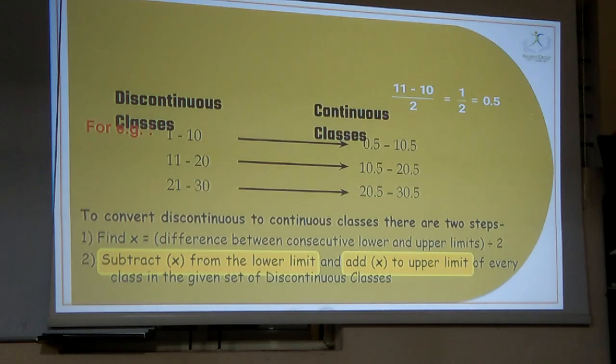So what are you supposed to make note of? A distribution table has two things, one is a class and a frequency. Again, classes are of two types, continuous and discontinuous. A discontinuous class can be converted into a continuous class by finding the difference between the consecutive upper and lower term divided by 2, then adding that value to the upper term and subtracting that value from the lower term. Quickly make a note of this.